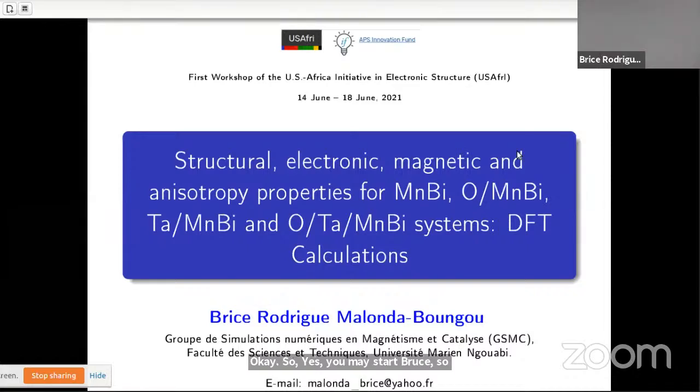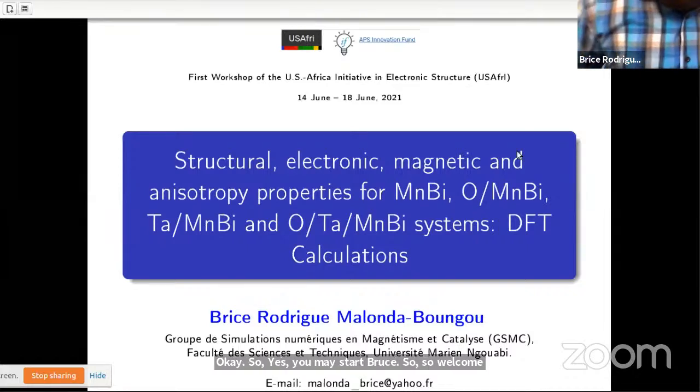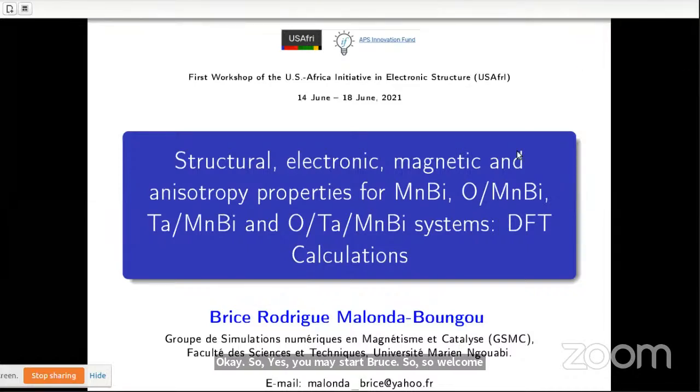So, welcome everybody, to the fourth day of the first workshop of the USAfrI Initiative in Electronic Structure. Professor Brice Malonda Bungu from Congo shall be sharing with us the first keynote talk on structural, electronic, magnetic and anisotropic properties for these compounds from DFT calculations. So we welcome Professor Brice. You may start.